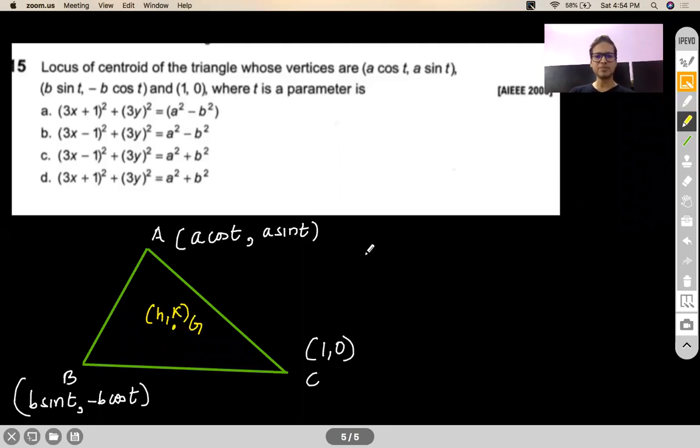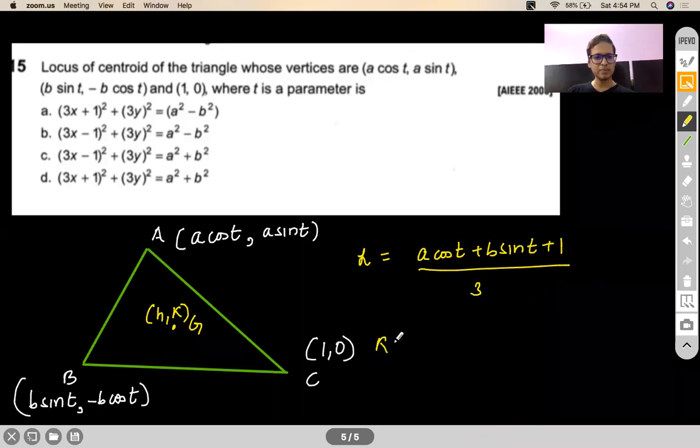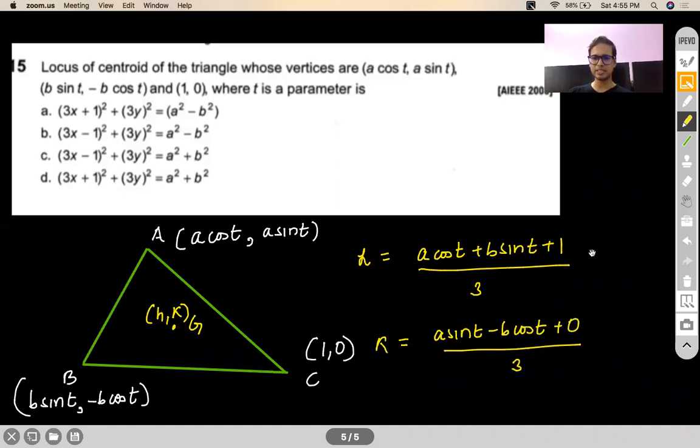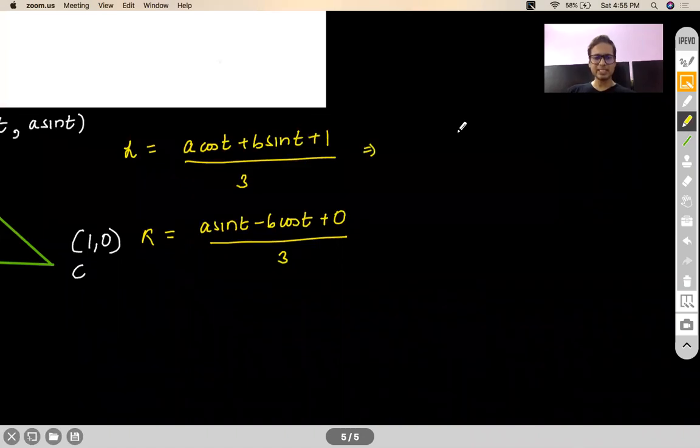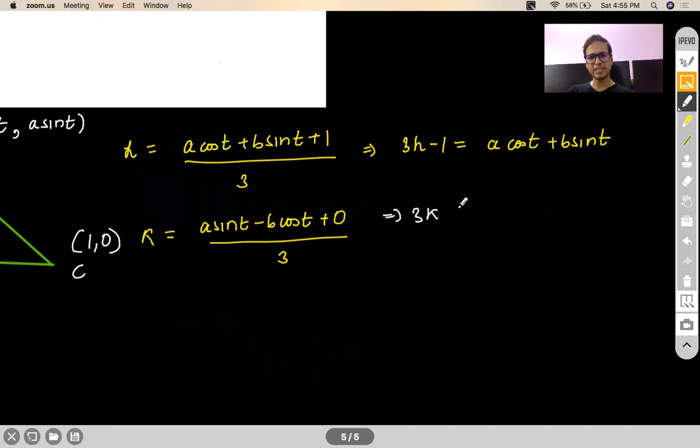Now, first of all, what's the relationship between the coordinates of the vertices and the centroid? So we know that h is equal to a cos t plus b sin t plus 1 by 3. And k would be a sin t minus b cos t plus 0 by 3. So from here I can say 3h minus 1 is a cos t plus b sin t, and 3k will be equal to a sin t minus b cos t.